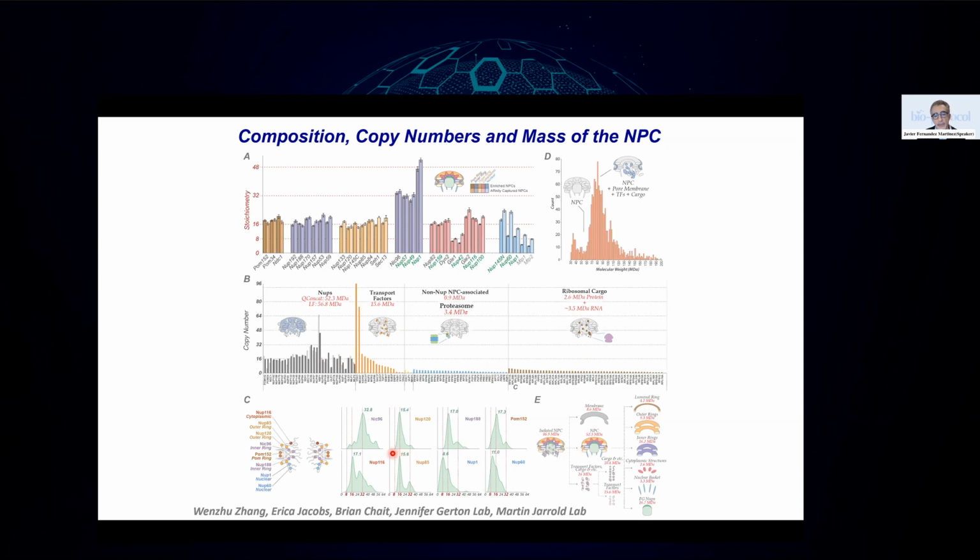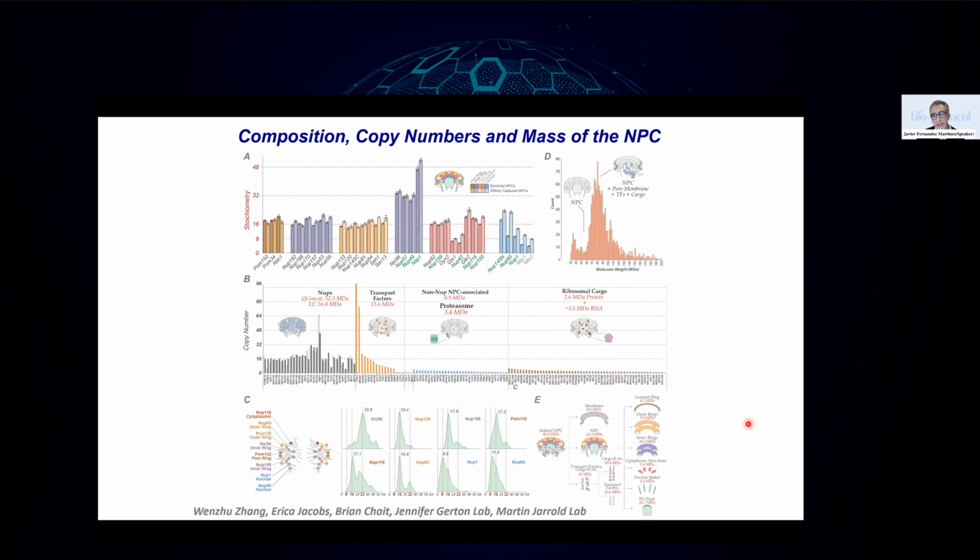Next, in collaboration with Jennifer Gerton's lab, we used quantitative fluorescence to get the absolute copy number for several nucleoporins. And in collaboration with Martin Gerald in their lab, using their setup for charge detection mass spectrometry, we were able to actually fly whole NPCs in a mass spectrometer and get a mass for the whole assembly.